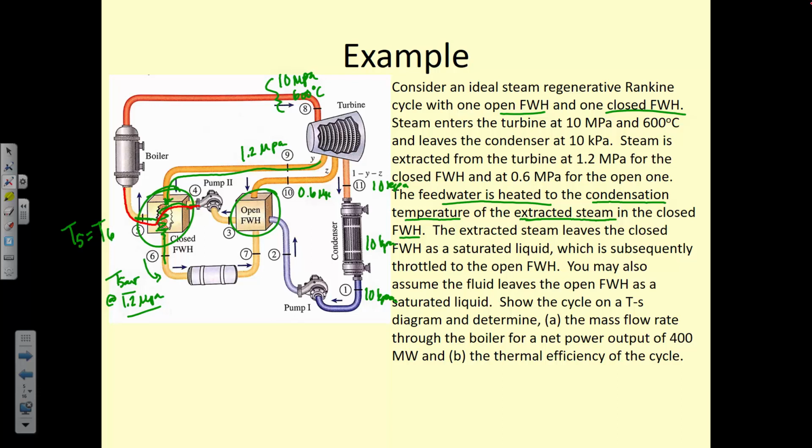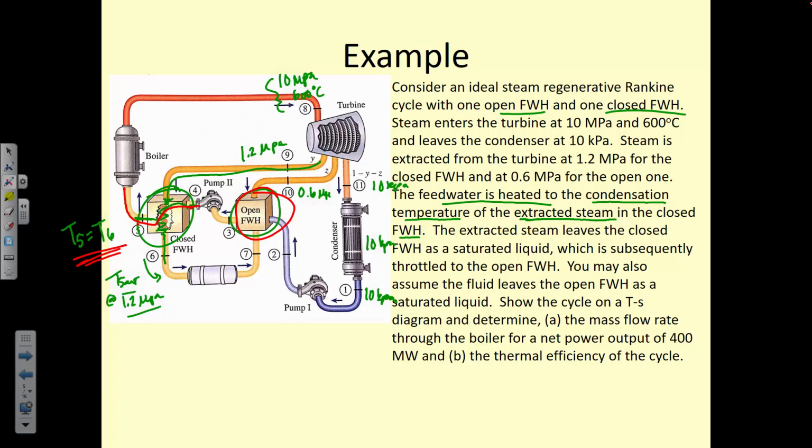The coil there in the middle is a heat exchanger. In a closed feed water heater, the main difference between closed and open is that the fluids don't mix. It just exchanges heat, whereas in an open feed water heater, we have a mixing chamber where the fluids all come in and mix together. It's using 9 to 6 to heat 4 to 5. Heat is being lost from 9, it's condensing at the saturation temperature, and it's giving that heat to 5. So T5 is heated up until it reaches that saturation temperature. T5 is equal to T6.